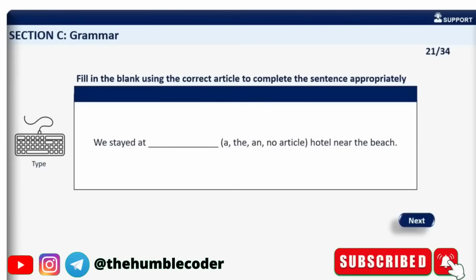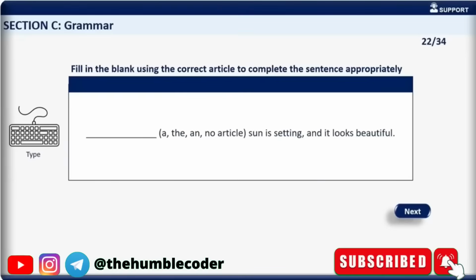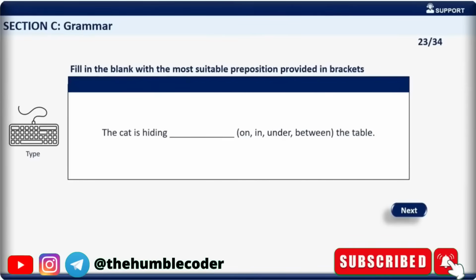We stayed at dash hotel near the beach. So the correct answer in this case is going to be we stayed at a hotel near the beach. Moving on to the next question now. Dash sun is setting and it looks beautiful. The correct answer is the sun is setting and it looks beautiful. Let's move on to the next question now.